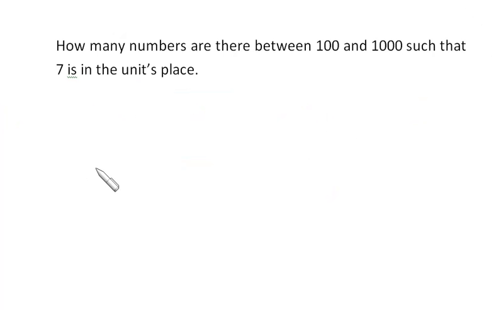Now friends, let's do this question. How many numbers are there between 100 and 1000 such that 7 is in the units place? Now 100 to 1000, that means we are asked about the 3-digit numbers, right? 1, 2, 3. Now for the units place, we have the single choice that only number 7 can come. So I put 7 at the units place and I have one choice only. So I just write one choice over here.